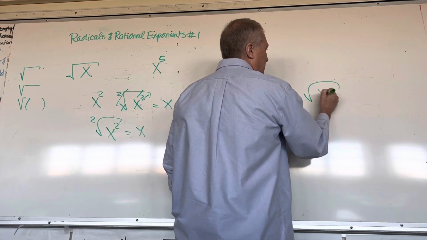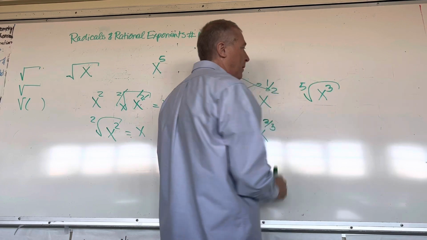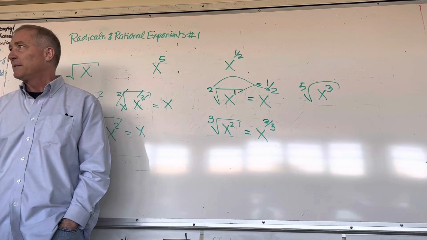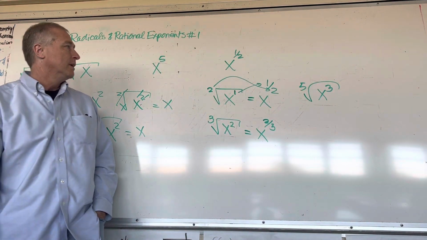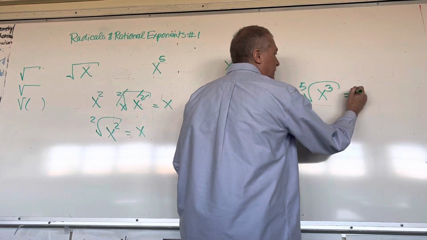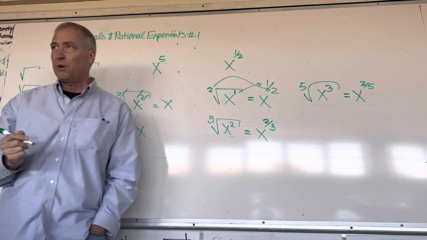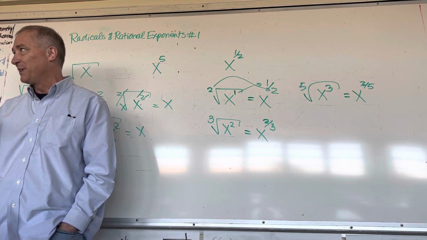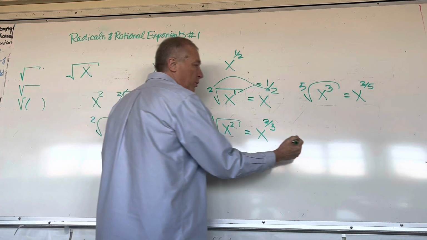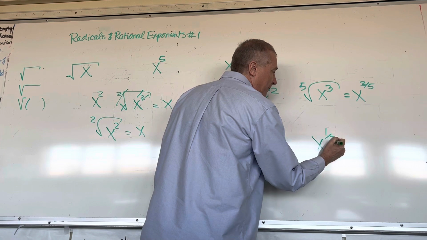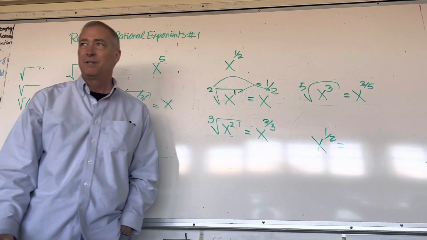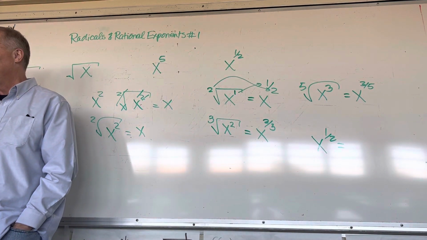If this is x cubed, and this is the 5th power out there, what do you got? 3/5. X to the 3/5 power. You okay with this? Okay, now go backwards a couple of times, right? Give yourself this one. Say it's x to the 1/2. What does that equal? Now you're going backwards.